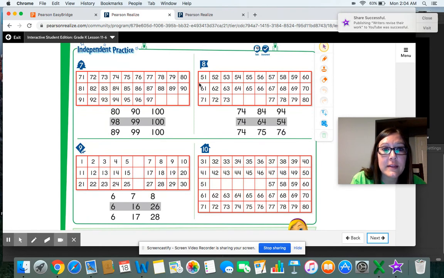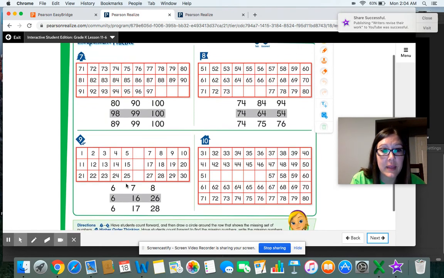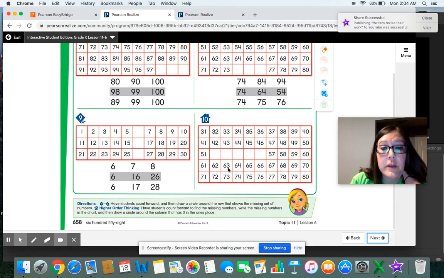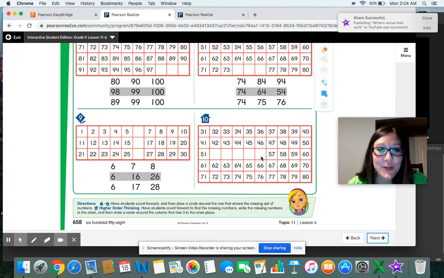So for 7, 8, and 9, you're going to do the same thing. Just fill in the missing numbers and circle the correct group. For number 10 house, fill in the missing numbers and then draw a circle around the column that has a 3 in the ones place. Pause the video and go ahead and do that in your math book right now.